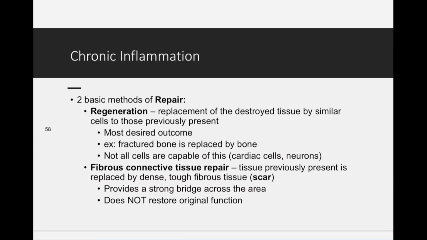So with chronic inflammation, there's two things that can happen to it. Either we can regenerate that tissue, or we get fibrous connective tissue repair. That's your scarring, your fibrosis. That's not the good one. We don't want connective tissue repair. So regeneration is the most desired outcome. The destroyed tissue is replaced with very similar tissue. So if you fractured your bone, the bone is going to heal with more bone. So it's a regenerative process. We regenerate the bone with more bone cells.